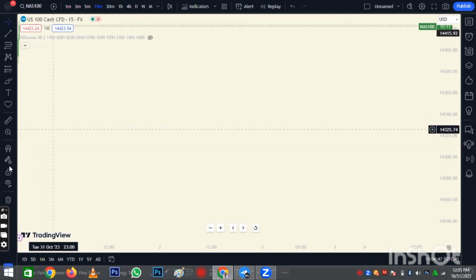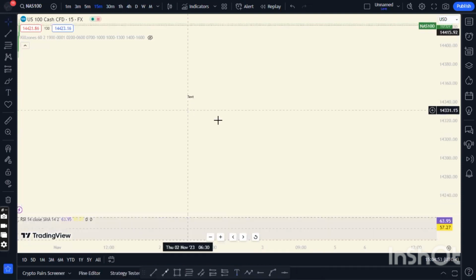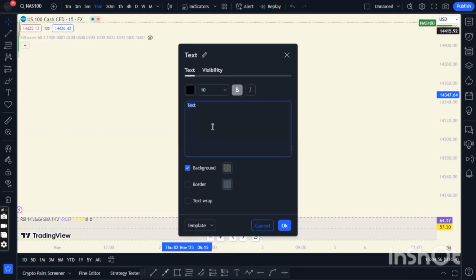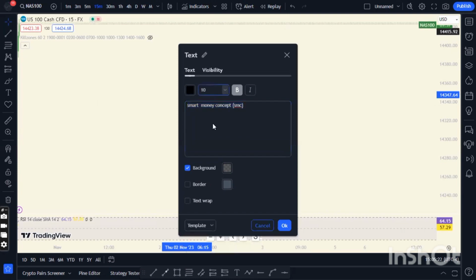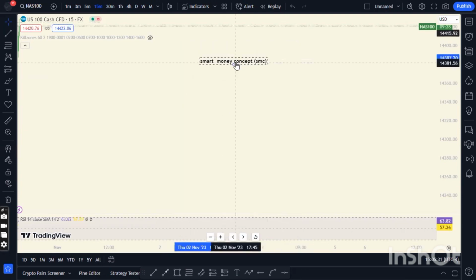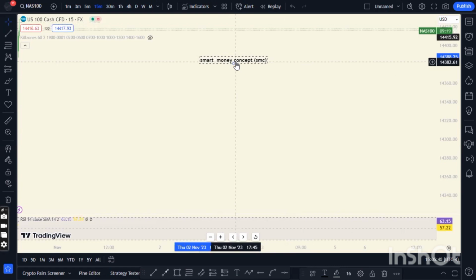So what we are going to be looking at here is the smart money concept, SMC trading strategy. It's known as smart money concept. Smart money concept is a trend following strategy which helps you to identify high value areas where you can join the market, spot trading opportunities and make money from the market.